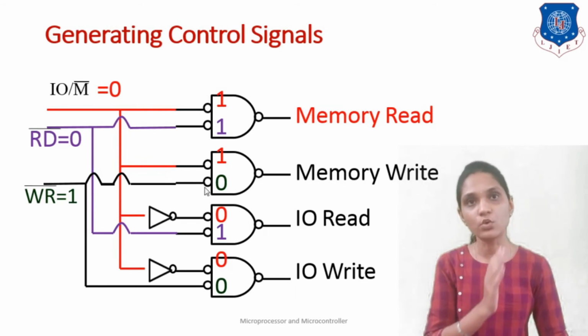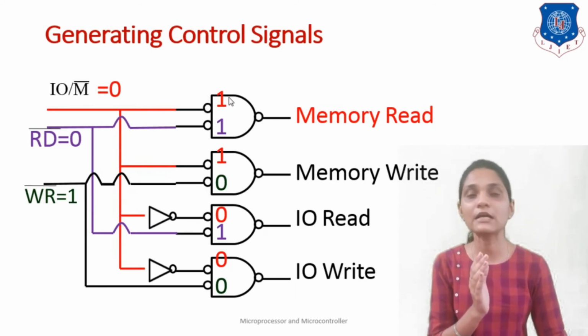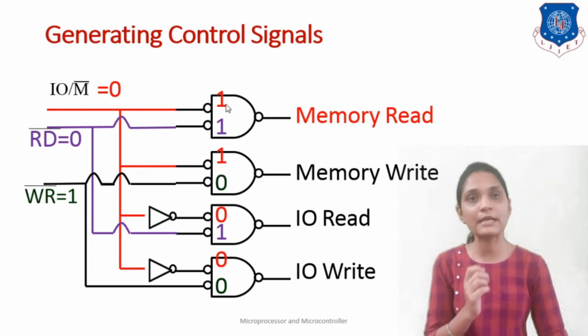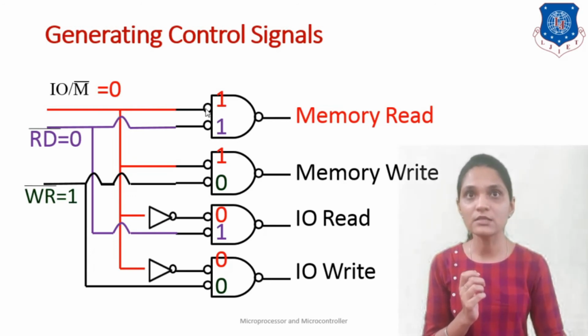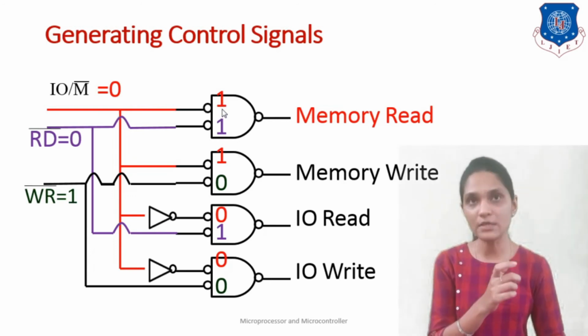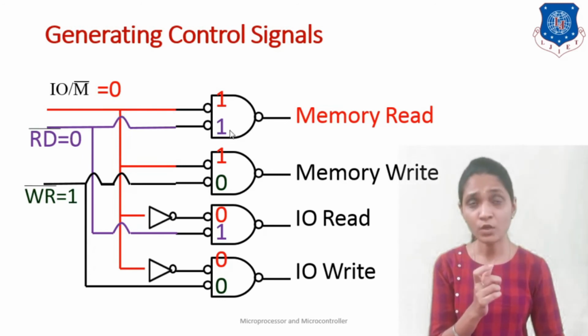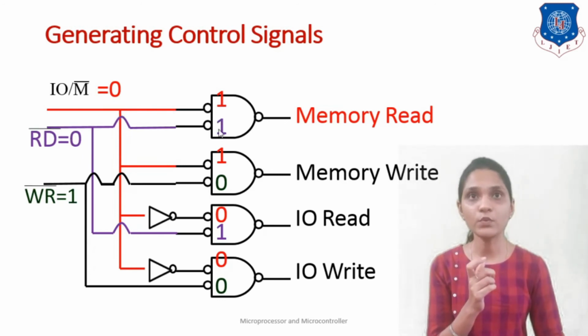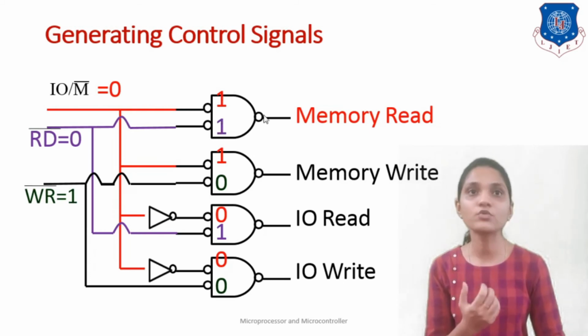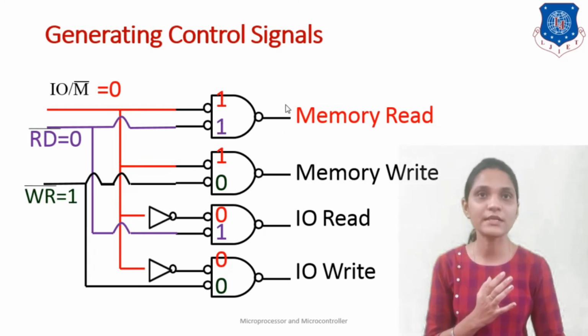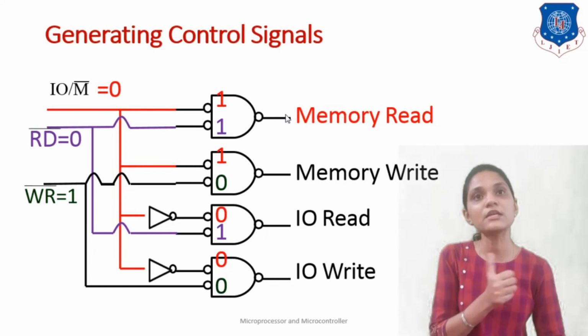Then for the first bubble NAND gate, here I am getting 0 and after inverting it will be 1, here I am getting 0, after inverting it will be 1. Whenever you provide 1 1 to the input of the NAND gate, you will get output 0. So here we will get the 0. That is our memory read control signal.